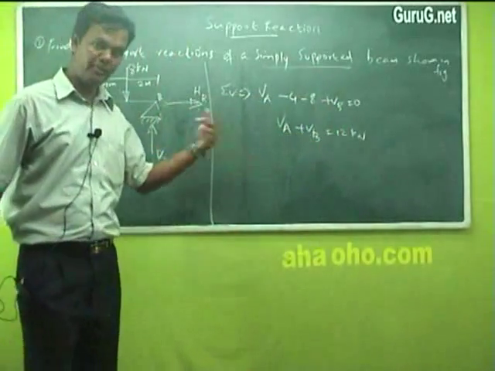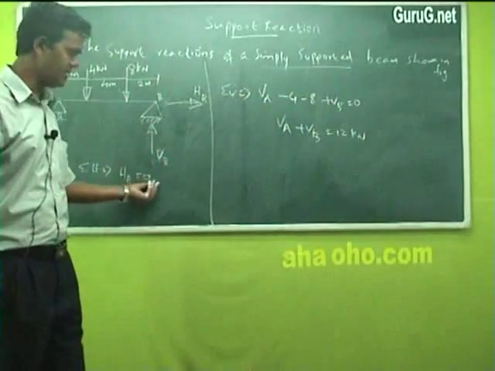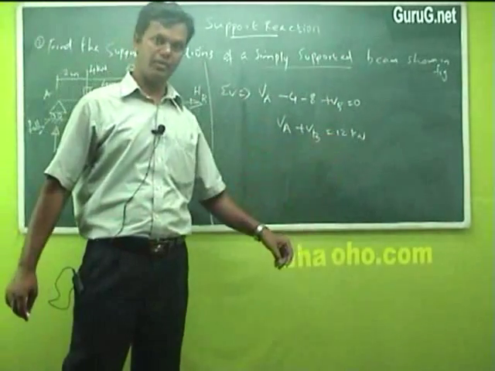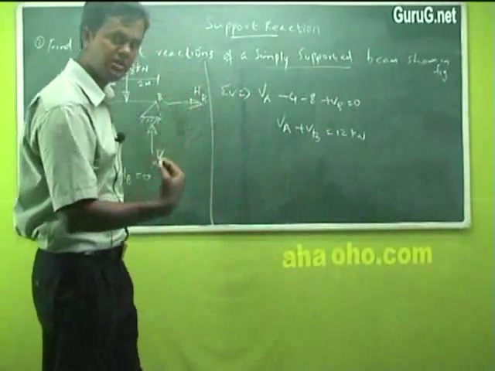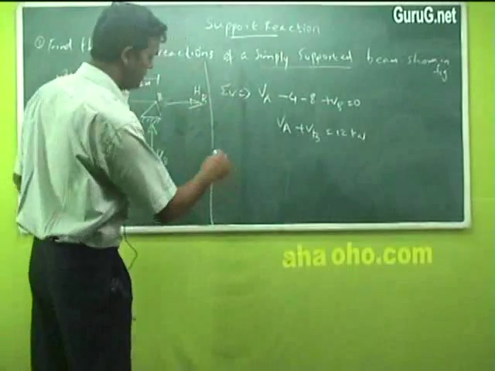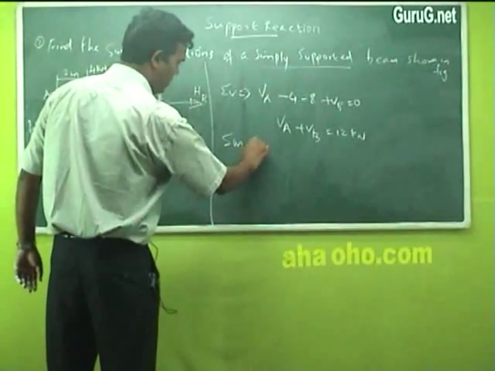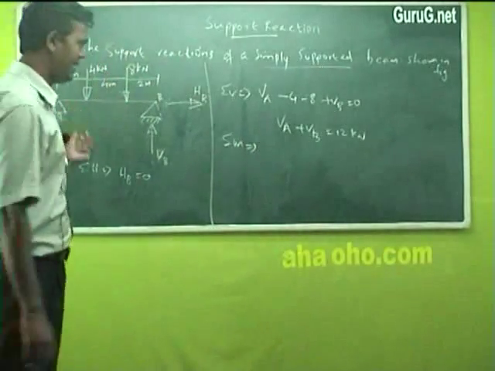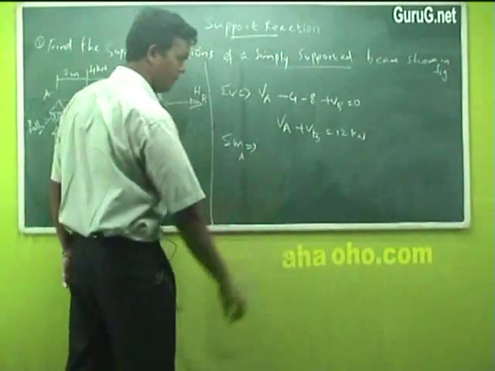Now here, our purpose is to find the unknowns. HB we have already found to be 0. VA and VB we have to find out here. How to find them? Now you go for the third step. First you find sigma H, then sigma V, then go for moment, that is sigma M. Moment about any point. You can take it about point A or point B, whatever it is. I will go for moment about point A, sigma MA.